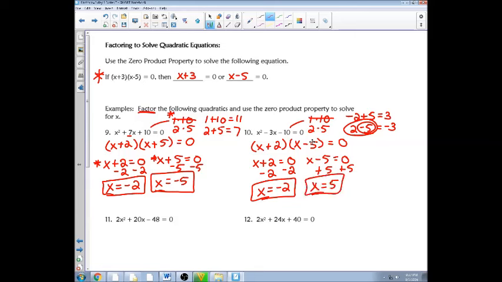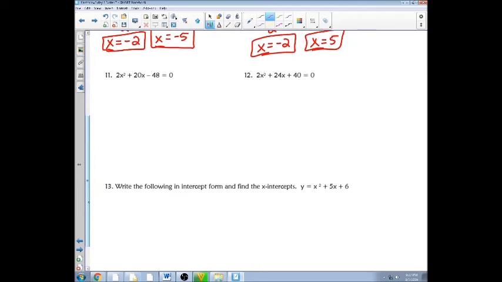All right. On to number 11. I have 2x squared plus 20x minus 48. This looks to me like I could have a GCF. I'm going to go ahead and take a look. So 2 times x.